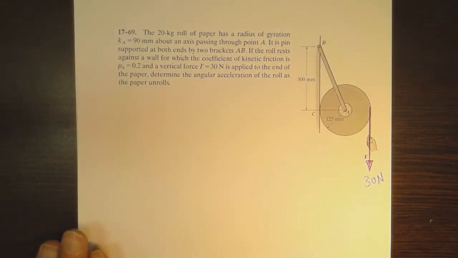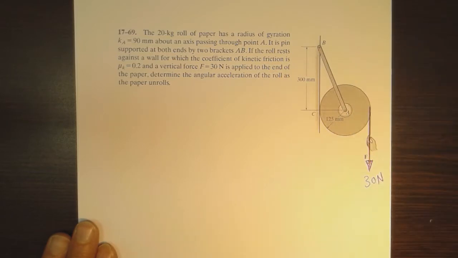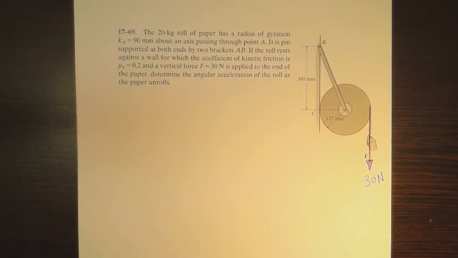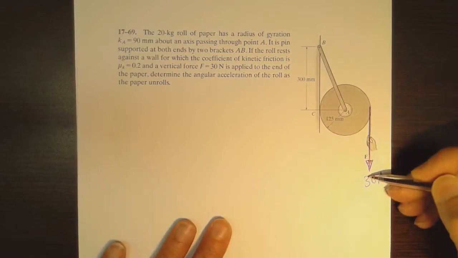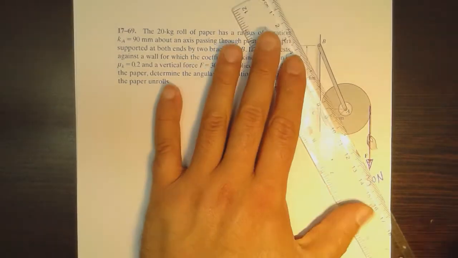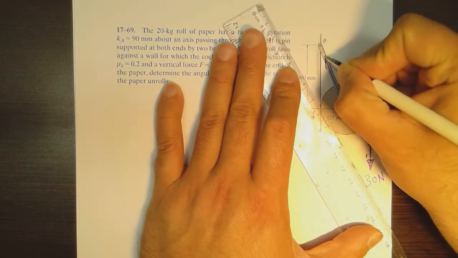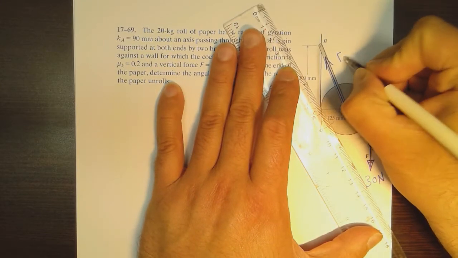We can start by identifying the forces that act on the roll as it was being unrolling. So we will start with the free body diagram. So first we started with the 30 newtons downward. We have here the link, the force of the link acting here, force FAB.